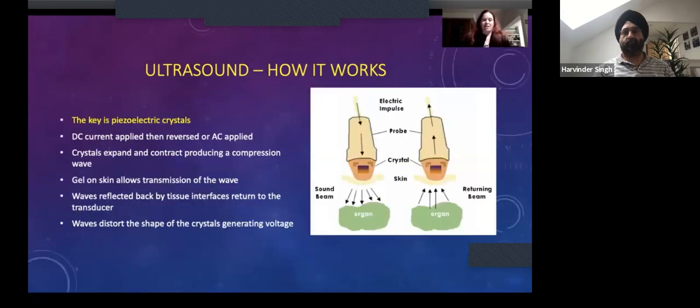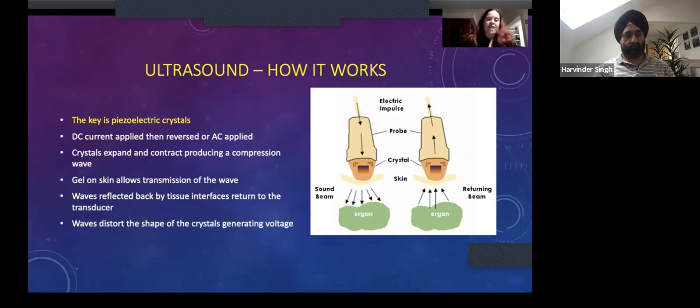The key to understanding ultrasound is piezoelectric crystals. If a DC current is applied and then reversed, or an AC current applied to these crystals, the crystals will expand and contract and change shape, producing the ultrasound wave. This is transmitted to the skin with gel to allow better transmission of the wave.